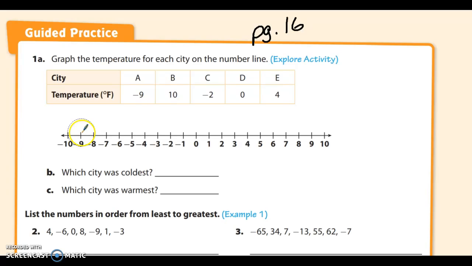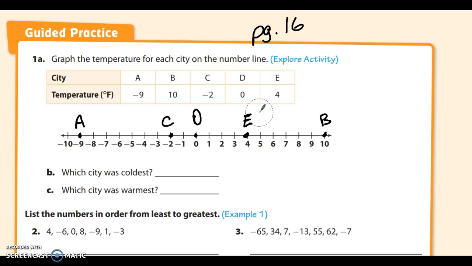A is at -9, so I put a dot on -9 and put an A. B is at 10, so I put a dot and put B. C is at -2. D is at 0. And E is at +4.